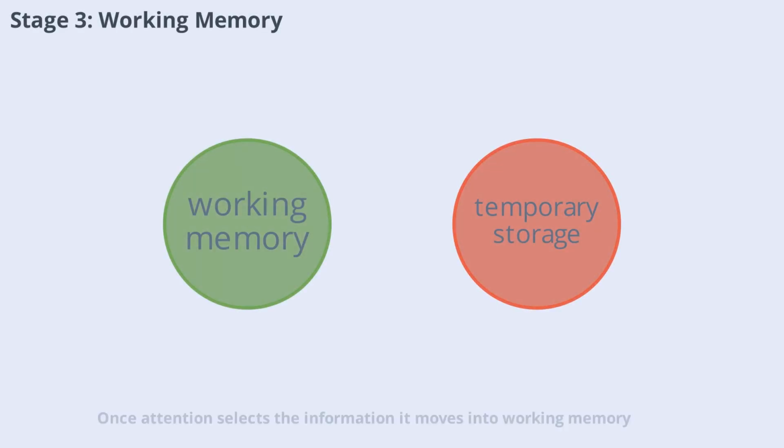Once attention selects the information, it moves into working memory. Working memory is like the brain's temporary workspace where information is actively processed. However, working memory has a limited capacity. Most children can only hold 3 to 5 pieces of information at a time. If too much information is presented at once, some of it may be forgotten.